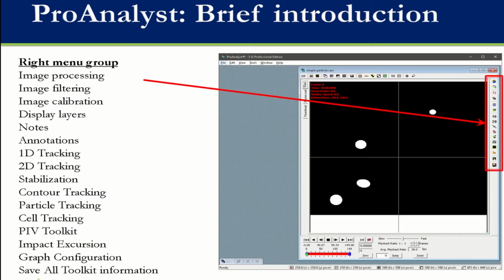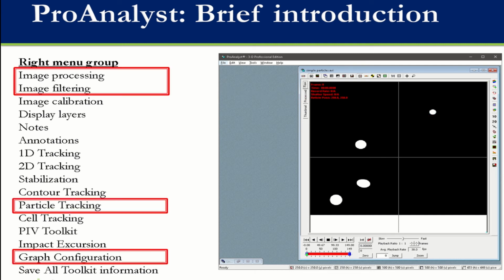So if you're not familiar with ProAnalyst, what you'll find is when you first load a video, you'll have a right menu group, as you can see here with the red box and the red arrow. These have about 16 options, which can be a little bit intimidating when you first look at all of them. But we're going to focus on 4 of them: the image processing button here at the top, the image filtering button, the particle tracking button, and the graph configuration.